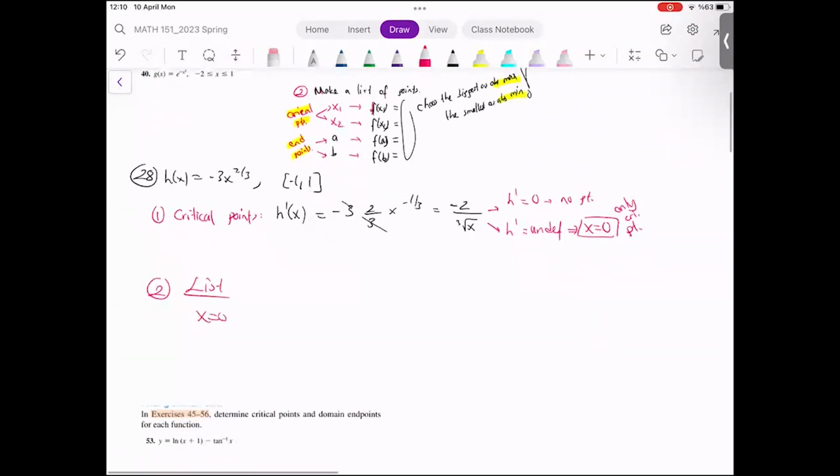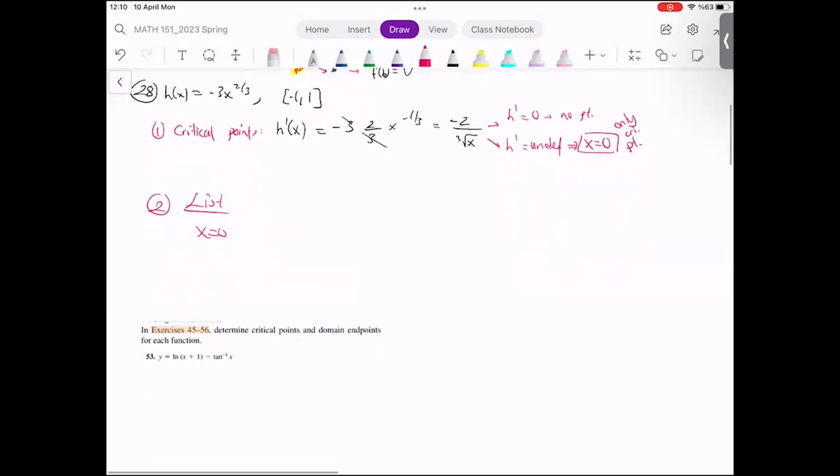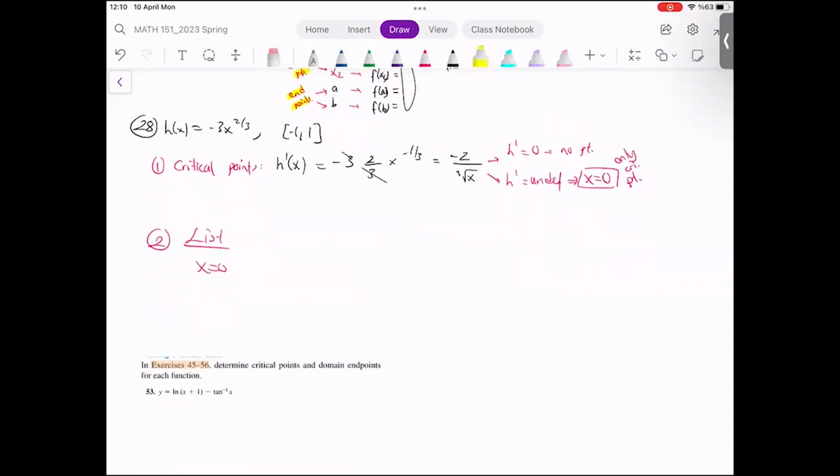x equals 0 comes from the critical point. What are the endpoints of your interval? Here they are, -1 and 1. You will add them manually to your list: x equals 1, x equals -1. If endpoints don't appear in your list, you will add them manually like that. This is the critical point, and these two are added manually because they are the endpoints of your interval.